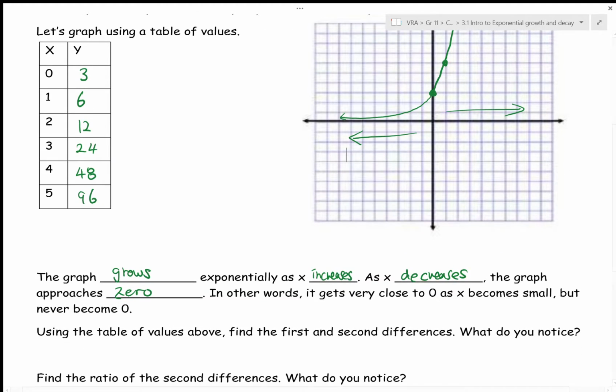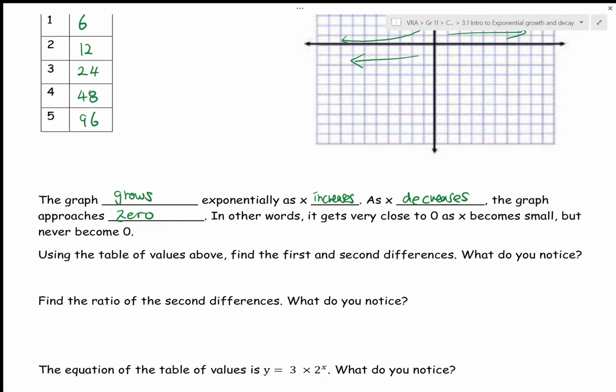So, summing up, the graph grows exponentially as x increases, and as x decreases, the graph approaches 0. In other words, it gets really, really close to 0 as x becomes a very, very small number. But it will never become 0. It will always approach 0, but it will never become 0.